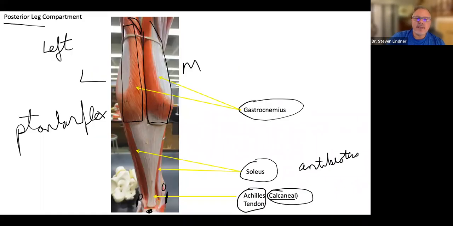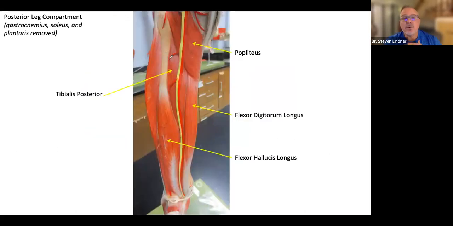Now what we're doing is we are pulling away the superficial posterior compartment. We're going to remove the gastrocs, the soleus, and the plantaris. We're dissecting it. We're going to pull that away. So what we're looking at now is the posterior leg compartment. It says the gastroc, the soleus, and the plantaris have all been removed. And now we're looking at these four muscles that are very deep. One of them only crosses the knee joint.